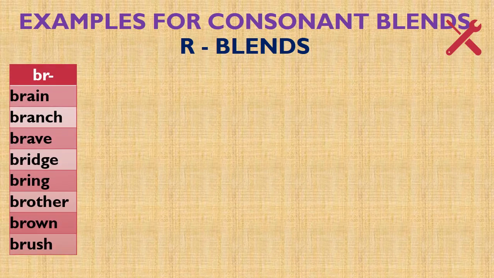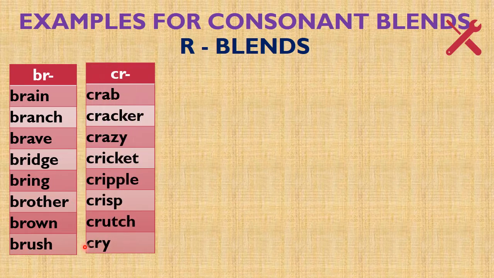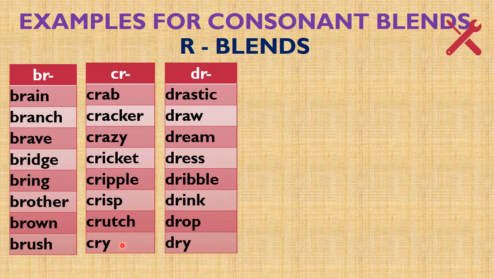The first one is BR, br. Examples are brain, branch, brave, bridge, bring, brother, brown and brush. The next R blend is CR, cr. Crab, cracker, crazy, cricket, cripple, crisp, crutch, cry. The next R blend is DR, dr. Drastic, draw, dream, dress, dribble, drink, drop, dry.